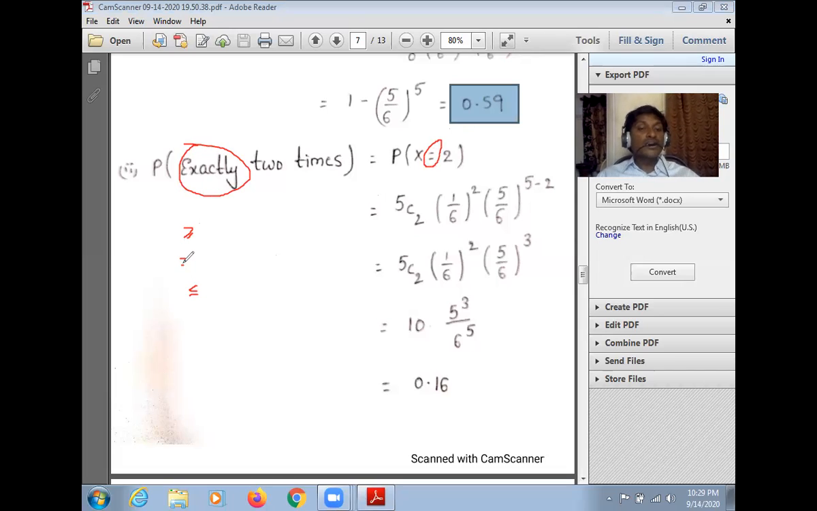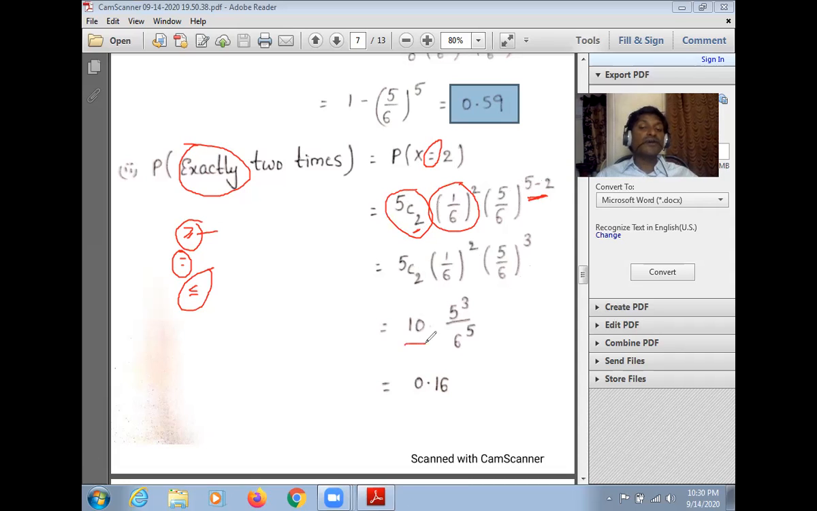Okay. So until the end of this paper, we have to use the same symbolic notations in place of those words. Exactly is nothing but equal to, at least is nothing but greater than or equal to, and at most is nothing but less than or equal to. So here it is, P of x equal to 2. Same formula we are applying with x as 2. So 5C2 (1/6)^2, because here it is having 2, and next (5/6)^(5 minus 2), so n minus x, 5 minus 2. So 5C2 (1/6)^2 (5/6)^3.